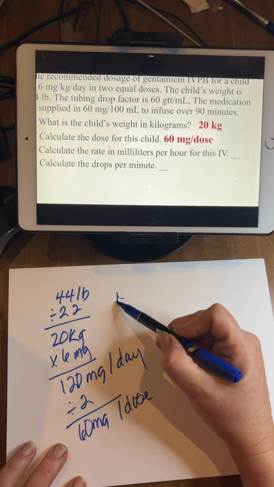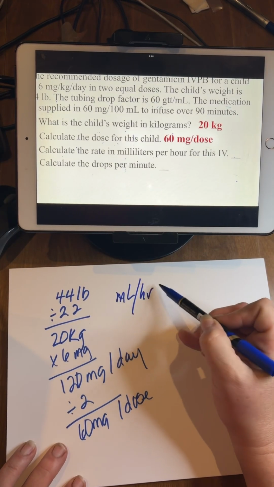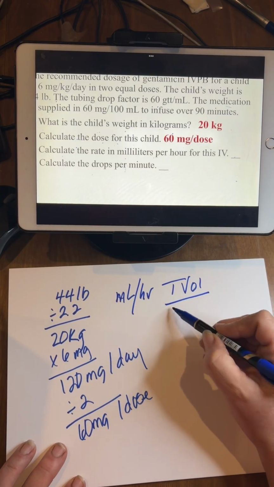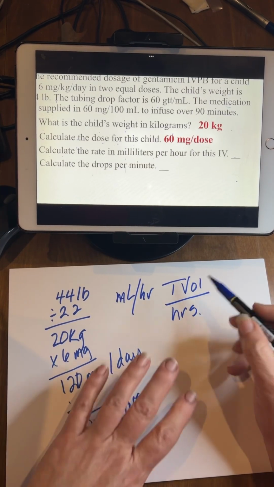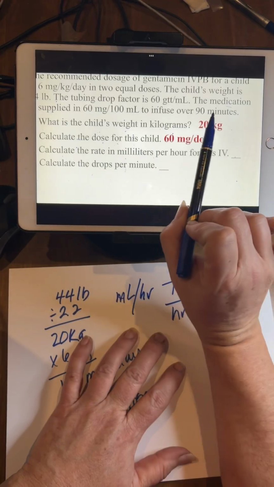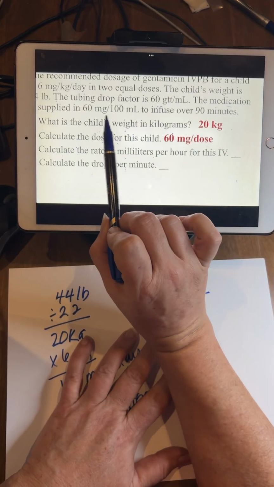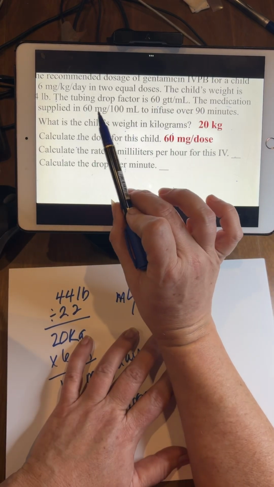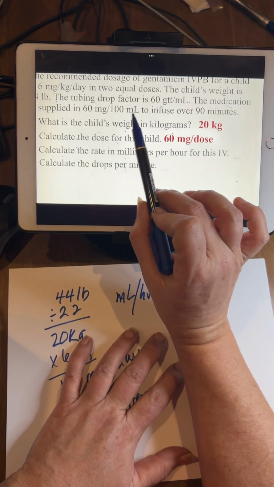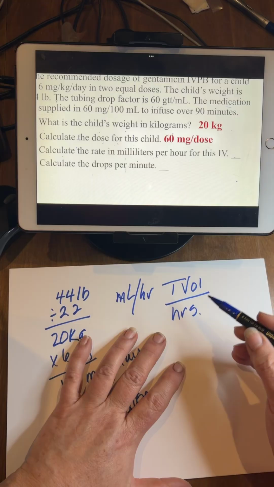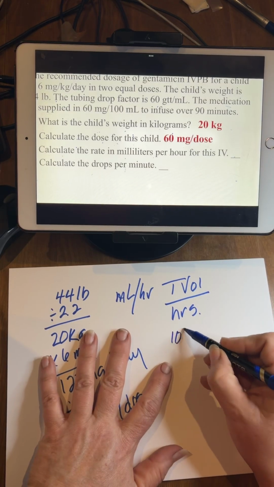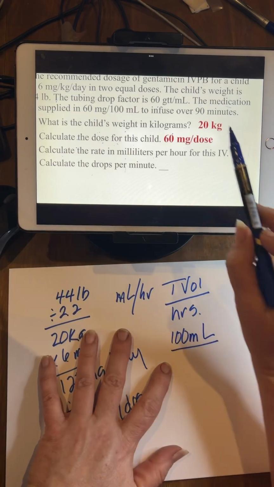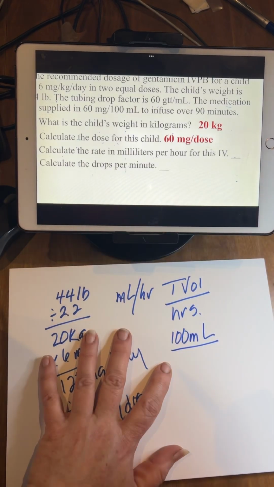And you remember the formula for milliliters per hour is the total volume divided by your time in hours. So our total volume, it says right here, the medication is supplied as 60 milligrams in 100 milliliters. To do a milliliter per hour, we're not worried about the milligrams. We want the liquid. Just the liquid. So 100 milliliters is the total volume, and it's got to go in over 90 minutes.